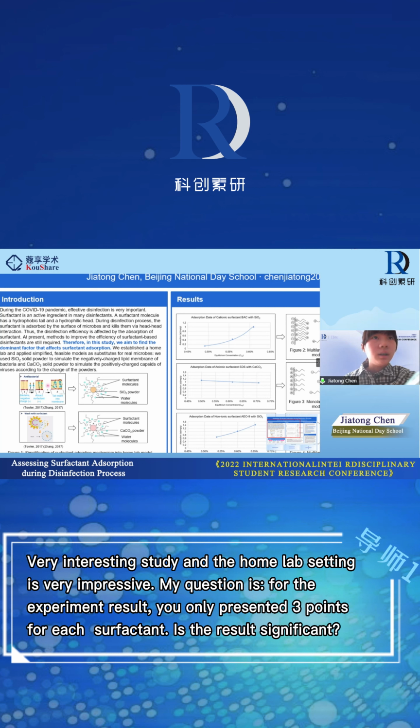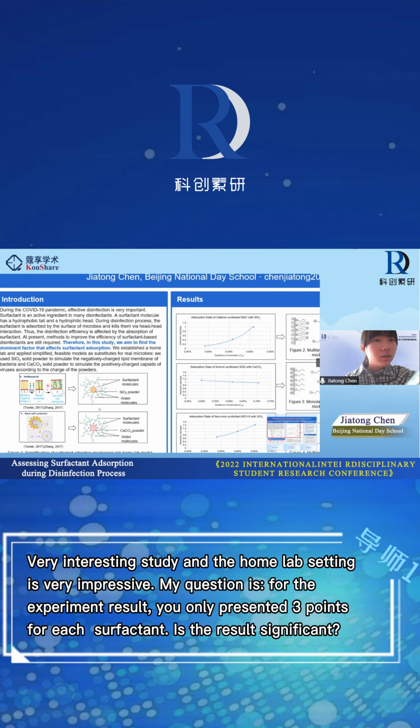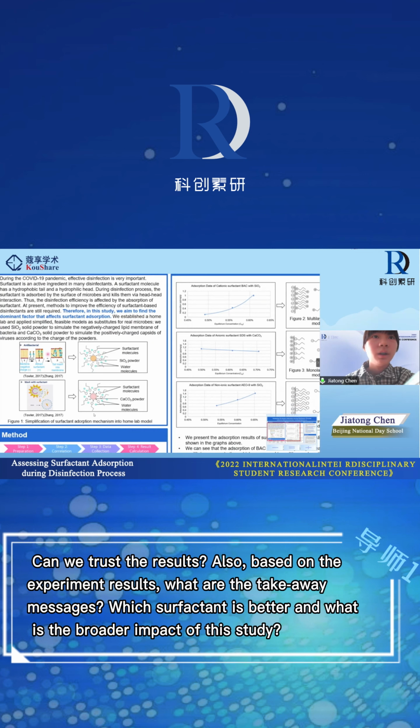In order to complete the experiments in a home lab, we used feasible and simplified models as substitutes for the real microbes. We used the silica dioxide powder to simulate the bacteria because it carries a negative charge when dispersed in water, as we can see in the diagram below. And we used the calcite carbonate solid powder to simulate the virus surface because it carries positive charge when dispersed in water.